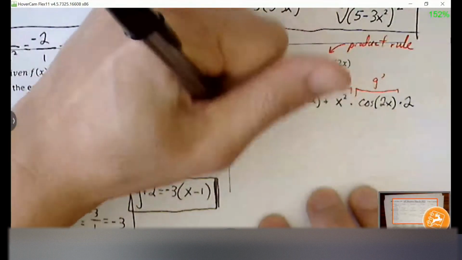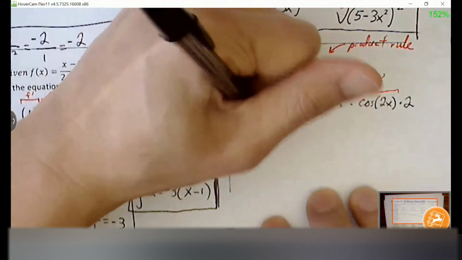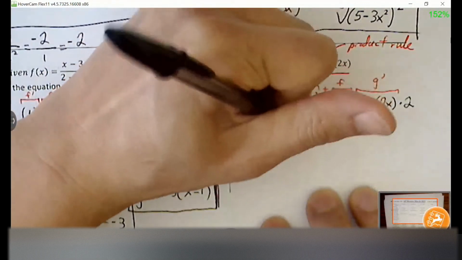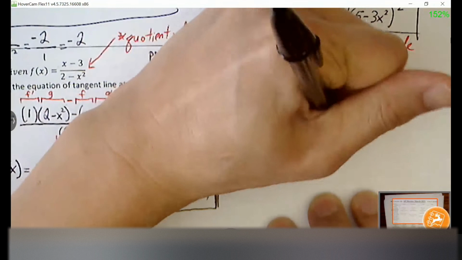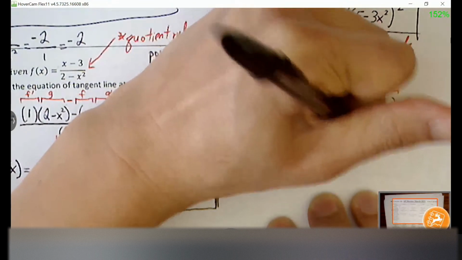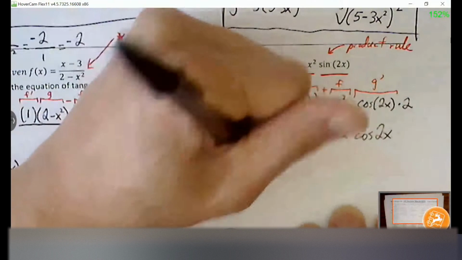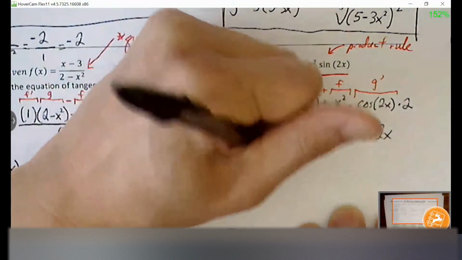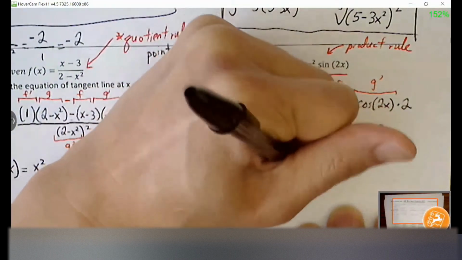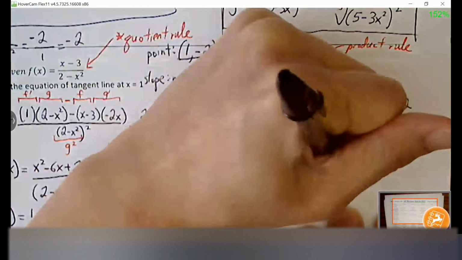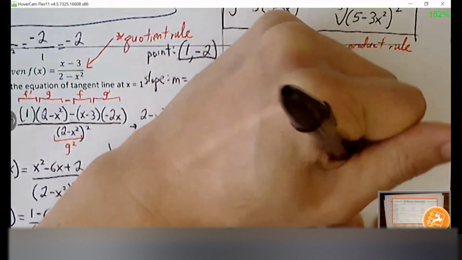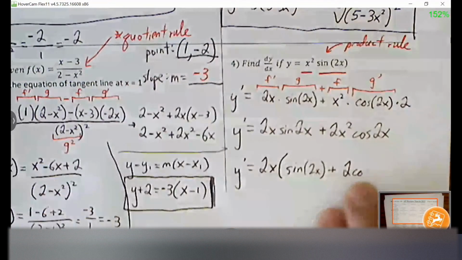Okay, not much to clean up. Sometimes you may also see an answer choice where they're factoring out the 2x. Just x.